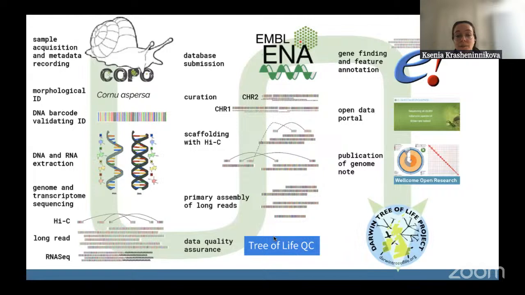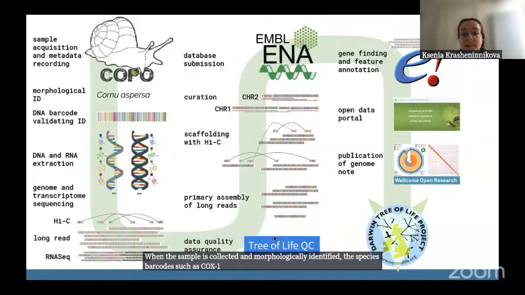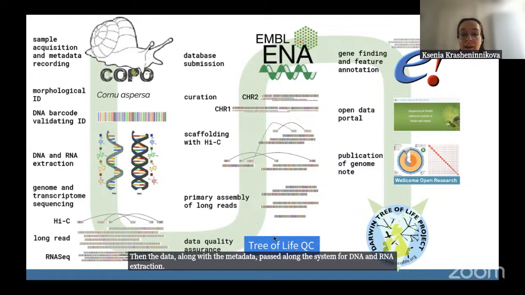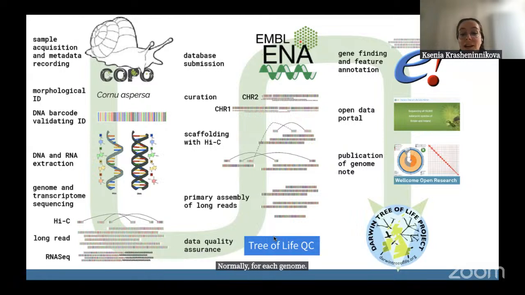And this is a diagram of the Tree of Life genome generation workflow, starting from sample acquisition and ending with the data release. When a sample is collected and morphologically identified, the species barcode, such as the COX-1 gene or ITS region, is verified in the barcode database. Then the data, along with the metadata, is passed along the system for DNA and RNA extraction. Normally, for each genome, HiFi reads, Hi-C, and RNA-seq are generated. RNA-seq is used further down the pipeline for gene annotation.